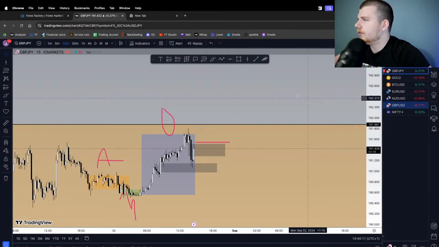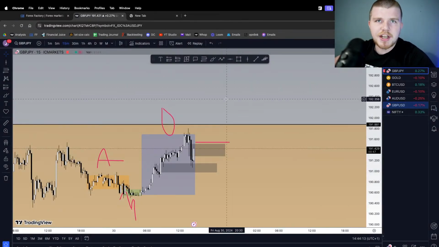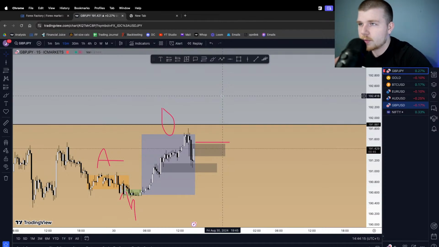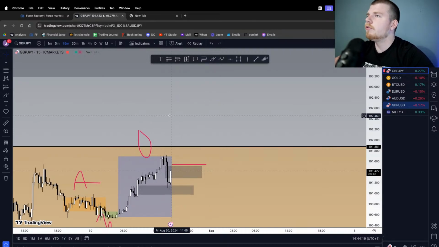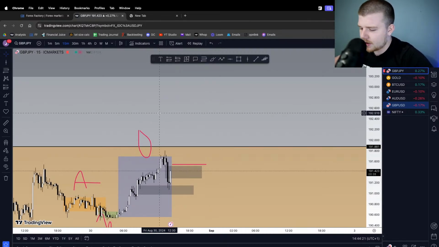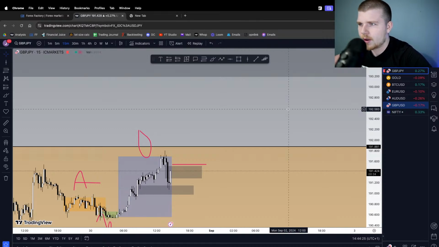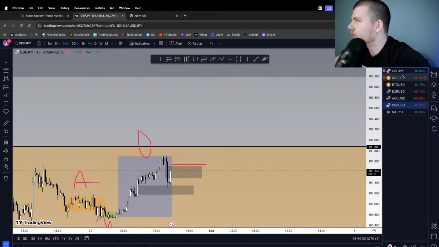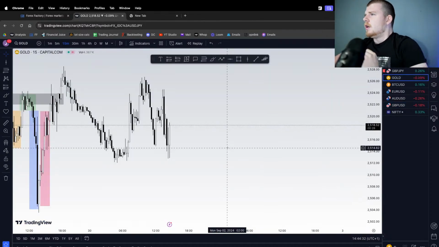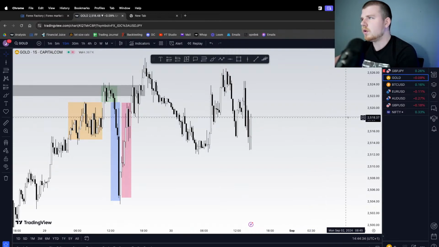So we're going to go through all these now, okay, guys? If there's any other suggestions for any pairs you want me to look at, give us a shout. But what we're going to do is run through the analysis I did yesterday on these pairs, and then look at how it actually played out and if it took any trades with those. So on gold, what did I say yesterday?